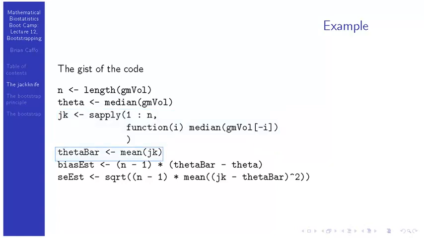Then theta bar, exactly from the notation of the previous couple of slides, is just the mean of these leave one out jackknife estimates. Then my bias estimate is going to be n-1 times the difference between theta bar and theta hat. And the standard error is going to be the square root of n-1 times the average squared deviation of the jackknife estimates around the average of the jackknife estimates.